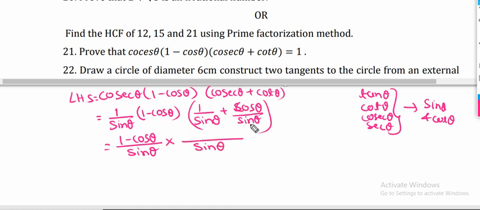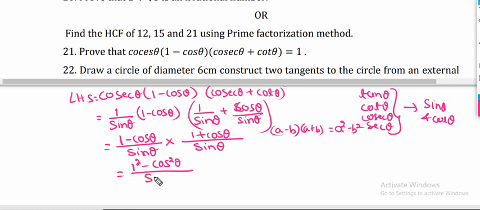Here we have to take sin theta as LCM, and you write the numerator as it is, 1 plus cos theta. So now we have to multiply these two. We get 1 minus cos theta into 1 plus cos theta. This is like a minus b into a plus b, that becomes a square minus b square. So we write this as 1 square minus cos square theta, divided by sin into sin, that gives you sin square theta.